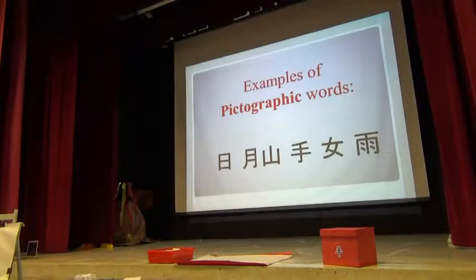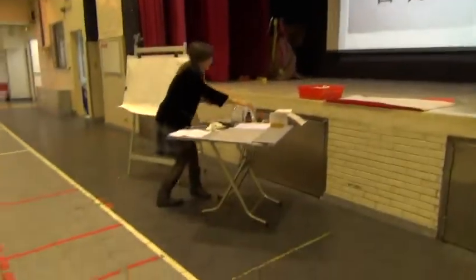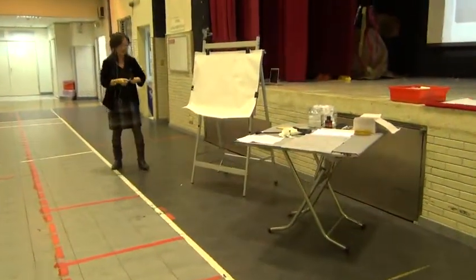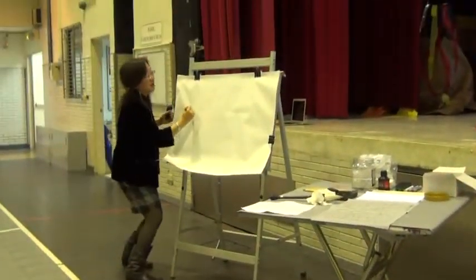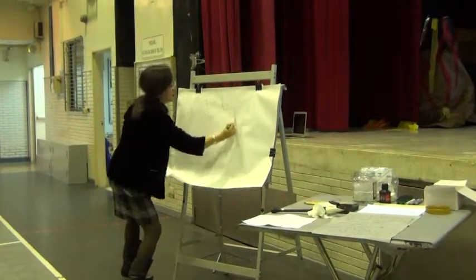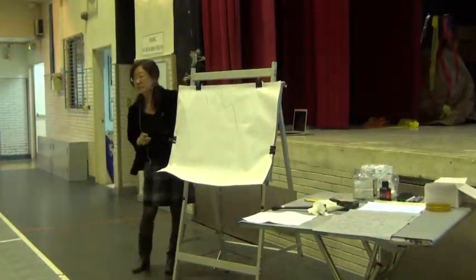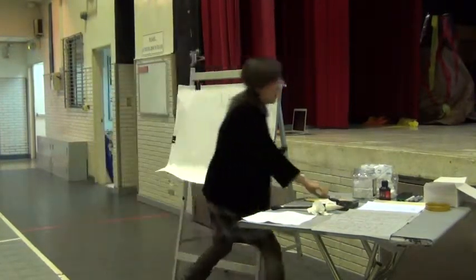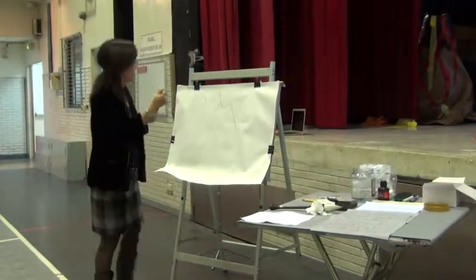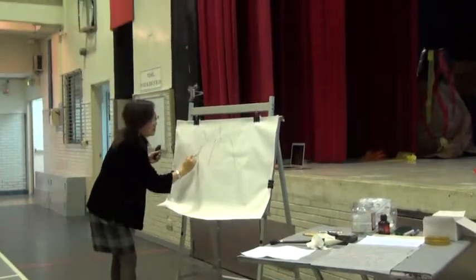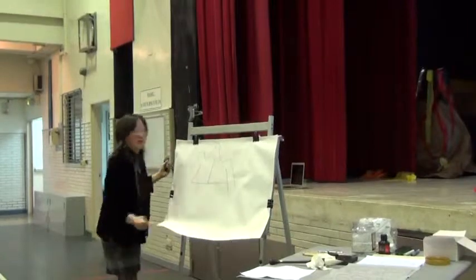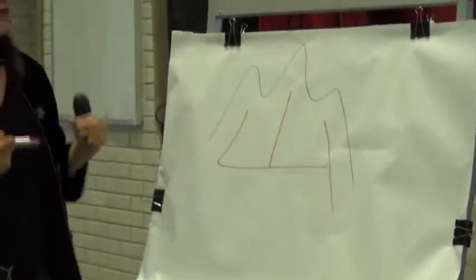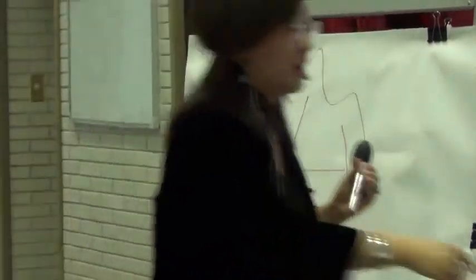Okay, so for example, when we see shan, right? Mountain, okay? So here is a mountain, all right? Do you all see this? Here is a mountain, and we have, okay, that's a mountain, all right?